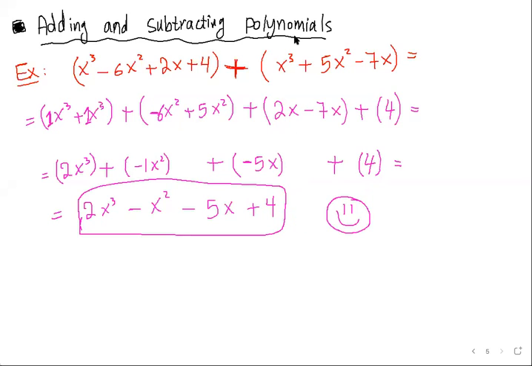Now, an example for subtracting. Another example: the same example, but instead of plus, we have minus. x to the power 3 minus 6x squared plus 2x plus 4, minus x to the power 3 plus 5x squared minus 7x.